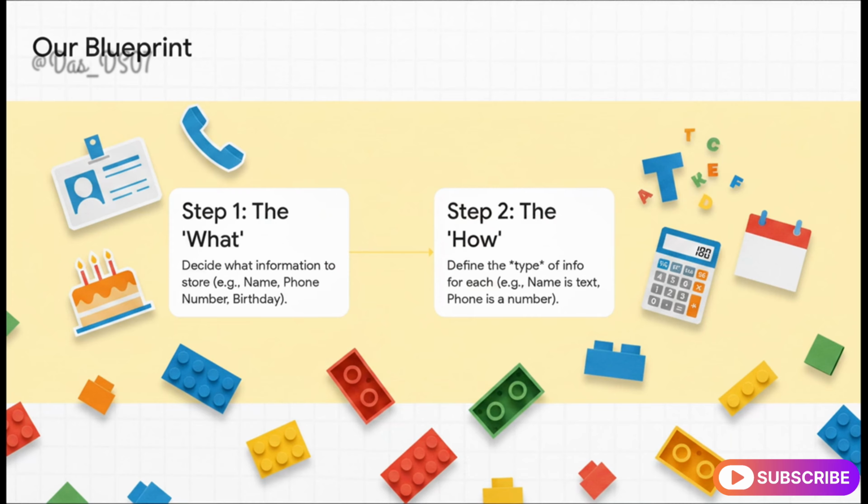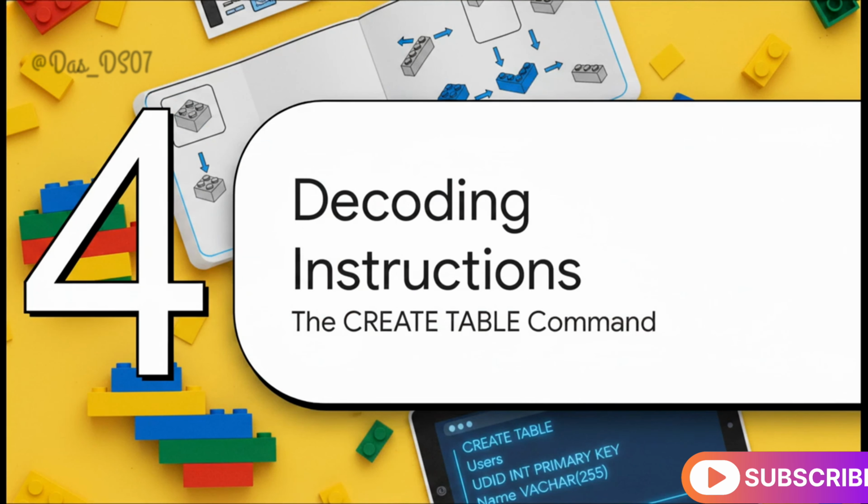Step 2. What kind of information is each of those things? A name is just text, right? So we'll grab our text Lego brick. A phone number is, well, it's a number, so we'll use a number Lego brick. And a birthday is a date, so we'll use a date brick. See? It's just common sense. Okay, our blueprint is complete. We know what we want to build.